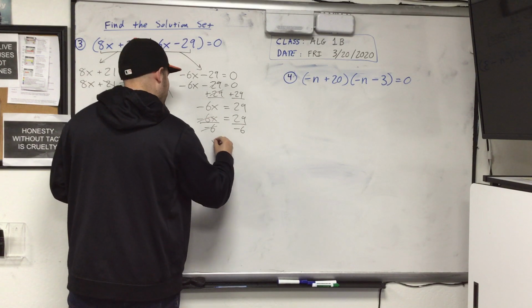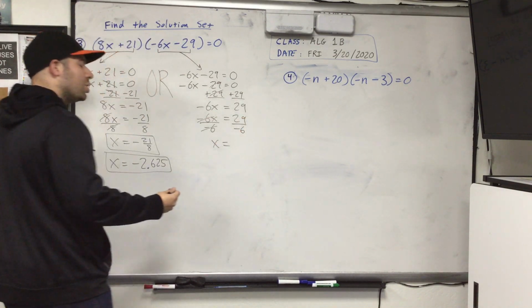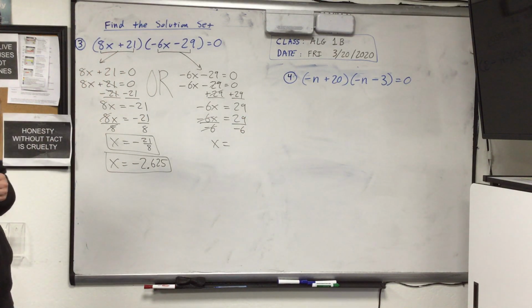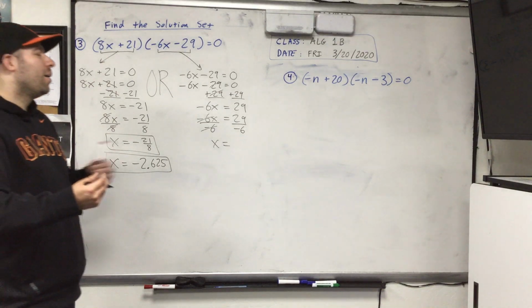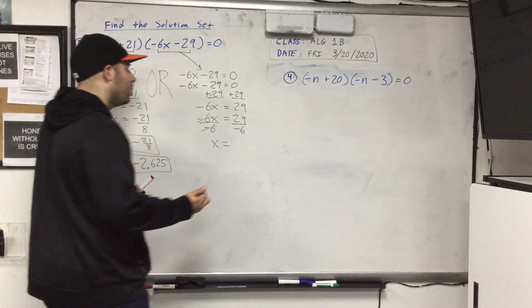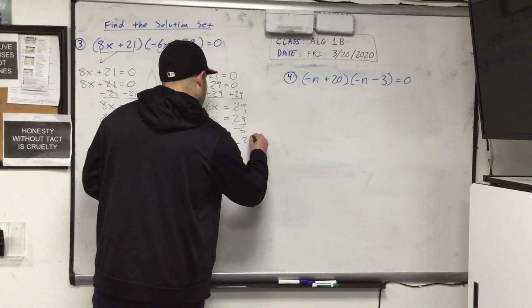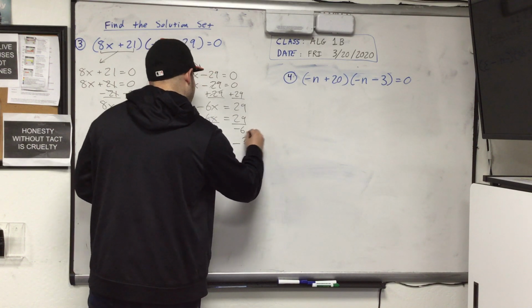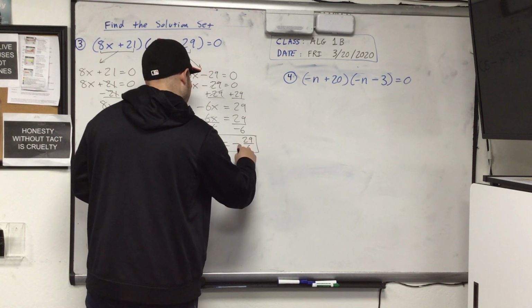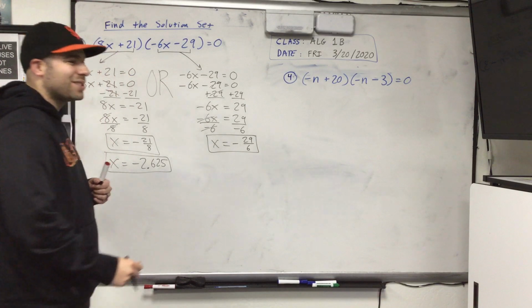Now, 6 can go into 24 and 6 can go into 30. So if I plug in 29 divided by negative 6, I'm going to get a decimal. A positive divided by a negative will be a negative. So I can leave this as negative 29 sixths. Let me just make a little bit of space so you know it's negative.